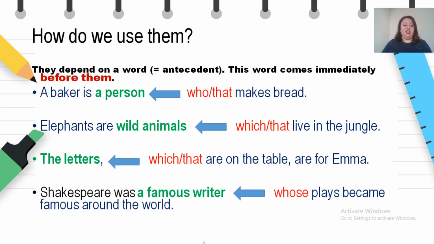And finally, Shakespeare was a famous writer whose plays became famous around the world. Ја употребуваме заменката whose, затоа што самиот контекст на реченицата ни кажува дека сакаме да искажеме присвојност. Whose plays became famous around the world? Shakespeare's plays. Shakespeare was a famous writer whose plays became famous all around the world.